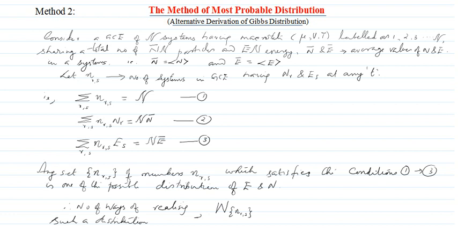In order to denote that it is a W corresponding to the set n_rs, satisfying equations 1 to 3, I am writing W of n_rs is equal to, what is the total number of systems in the ensemble? That is script letter N. So that is N factorial. We have done a similar calculation in the case of canonical ensemble distribution also, divided by the product over r comma s of n_rs factorial.